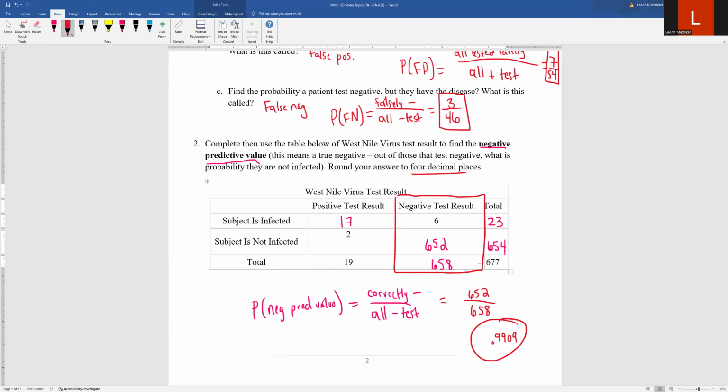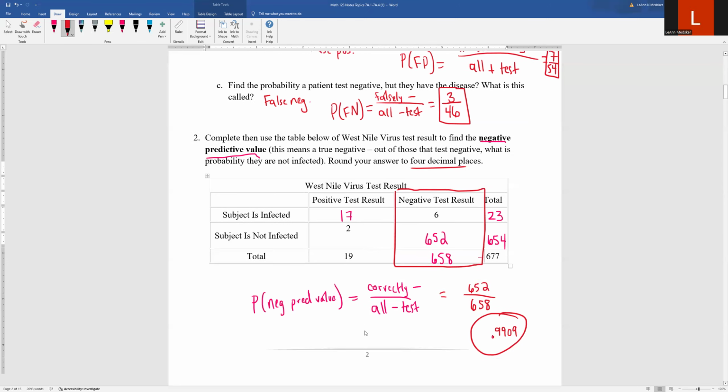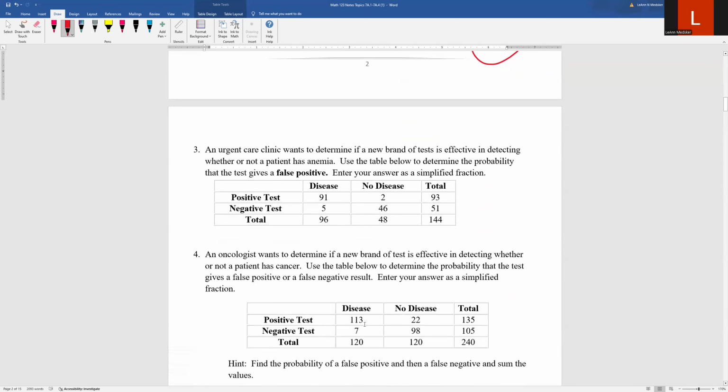Okay. So that West Nile virus test that they were giving people, if it told you you had a negative result, that was correct 99% of the time. So it was only 1% of the population that it said you don't have the West Nile virus, and they actually did. That was those 6 people. Okay, so let's look at some more.